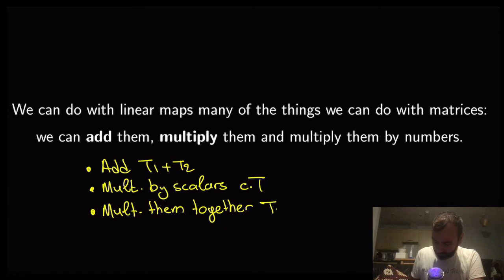So I can do T1 times T2. I can define the product. Of course, to define the product, the dimensions must match. And of course, to define addition, these two linear maps need to come from the same vector space, need to be defined on the same vector space.